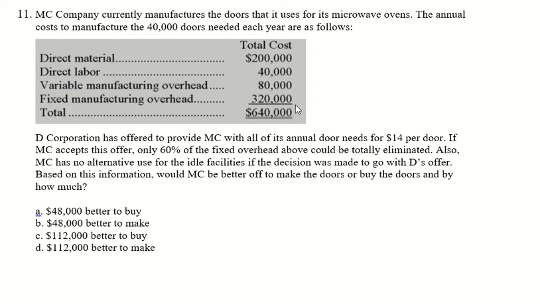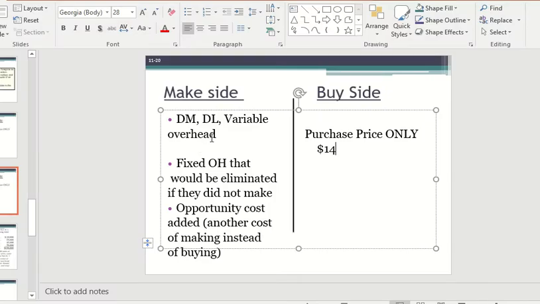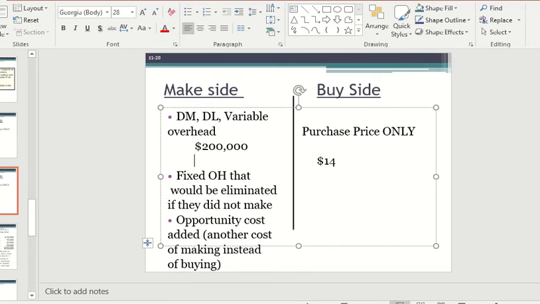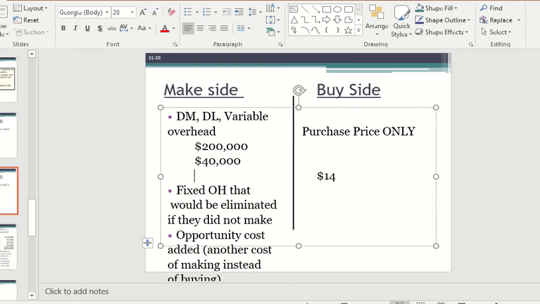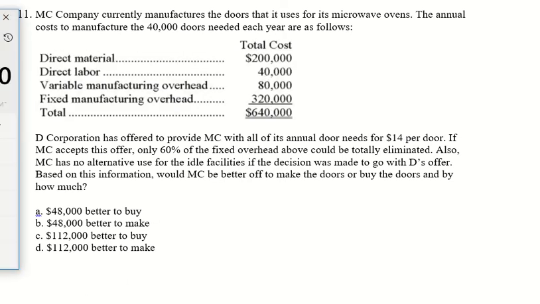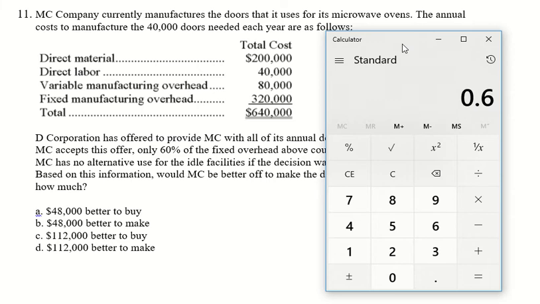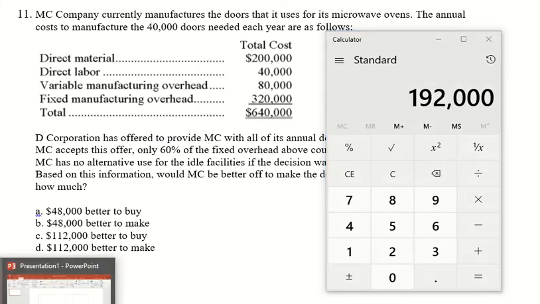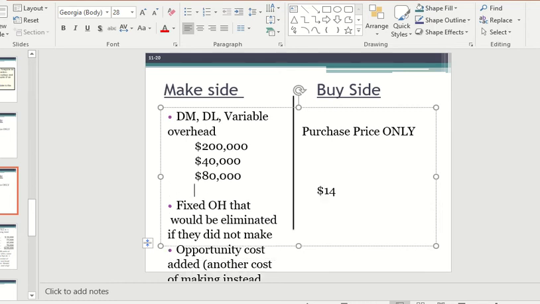Here we go. 200,000 direct material. 40,000 labor, and 80,000. I'll have to double check that number. 80,000, and then 60% of this. 60% of this is the relevant part that could be eliminated. Times it by 320,000. 192 is the relevant part.